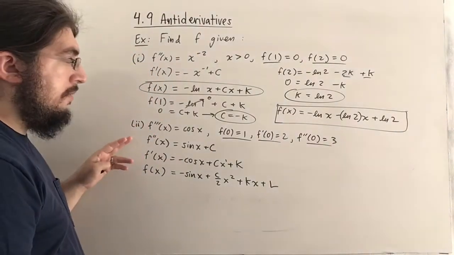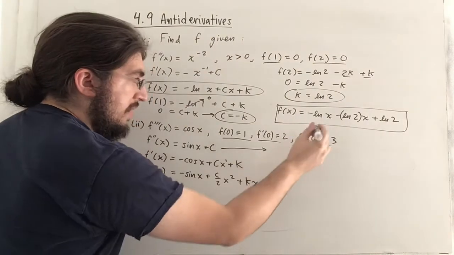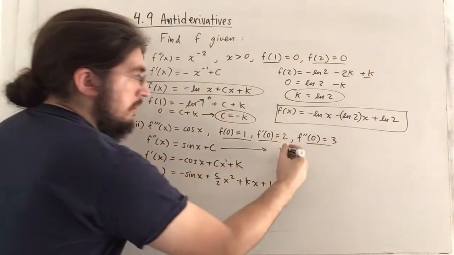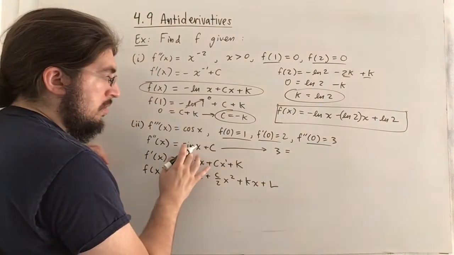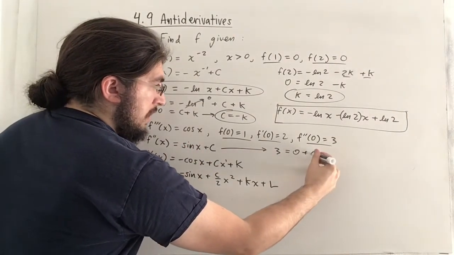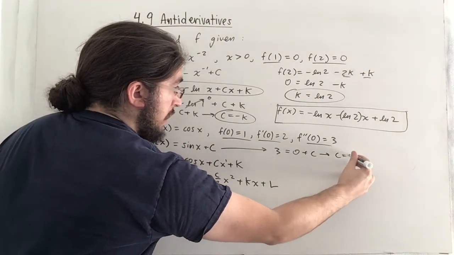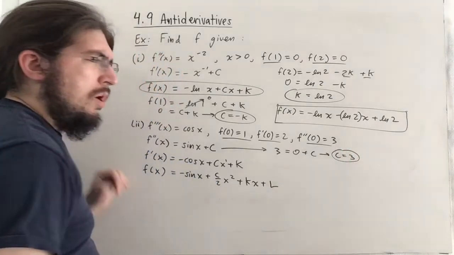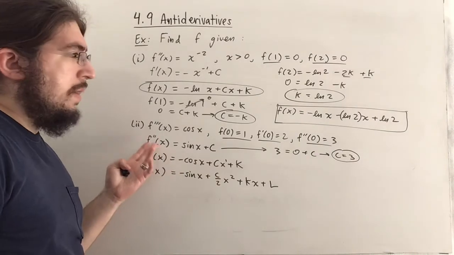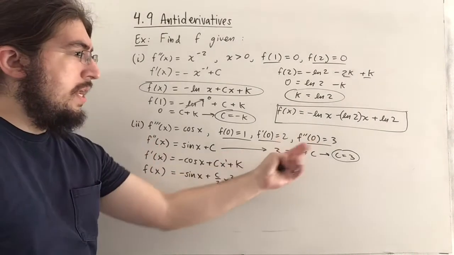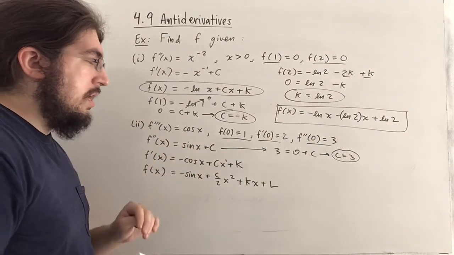So now, for f double prime, we have an evaluation. So we'll plug in 0. So we get f double prime of 0, which is 3, is equal to sine of 0 is 0, plus c, so that means c is equal to 3. So I hope that wasn't too hard to follow. I kind of skipped a little bit, but I'm just plugging in 0 everywhere, and f double prime of 0 is given to be 3, so we'll use that here and we're good to go.